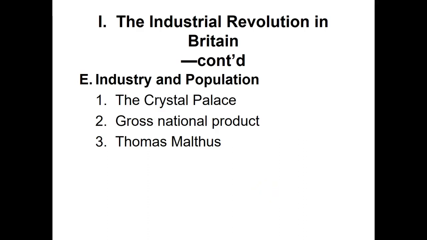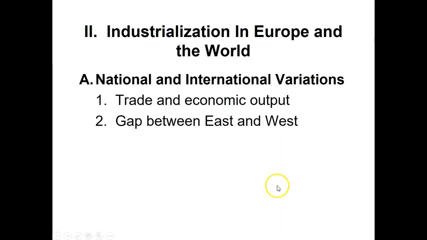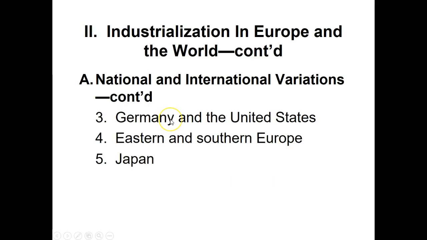All right, and as you get over here and talk about the Crystal Palace and things like that, and you'll read about that as well, you start to see the spread of the Industrial Revolution to other parts of the world, including the United States, including parts of Europe. The thing is that Germany and the United States do very well. Eastern and Southern Europe is a little bit behind. Japan will try to catch up as well.